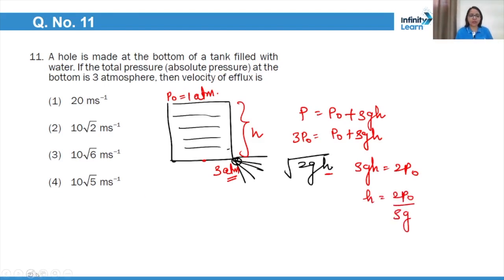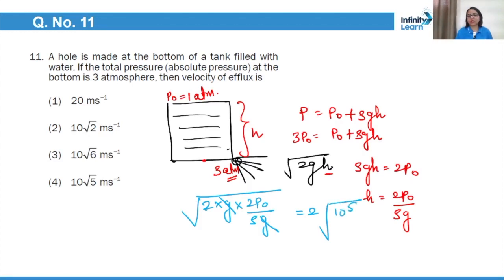Right. So let's put the value of h in the velocity of efflux formula. This is root of 2g into h, where h is 2 P naught divided by rho g. g cancels, you can take this 2 outside. So this is root of 2 times P naught, which is approximately 10 power 5, divided by rho, which is 10 power 3 for water. So it will become 20 meter per second. So the correct answer is option 1.